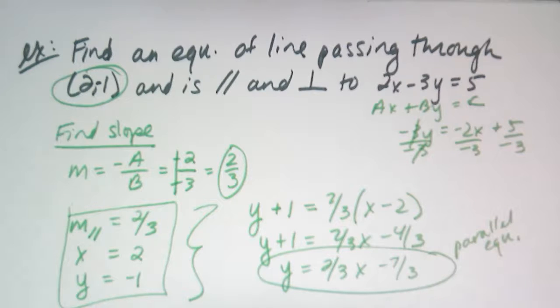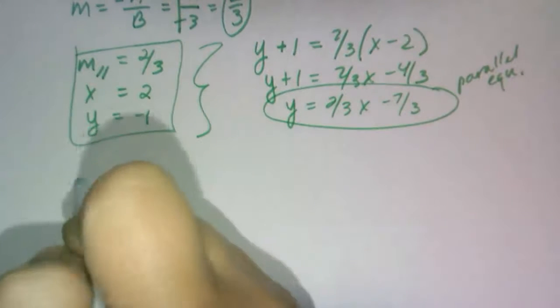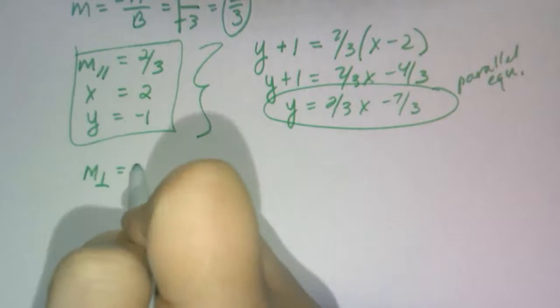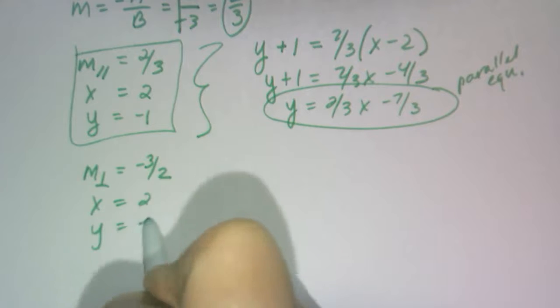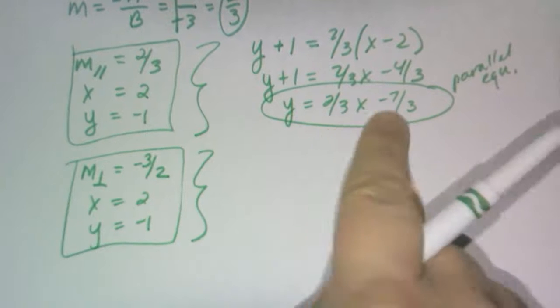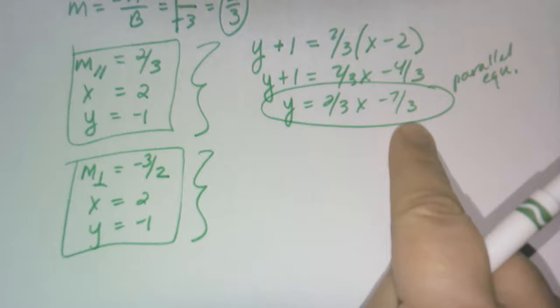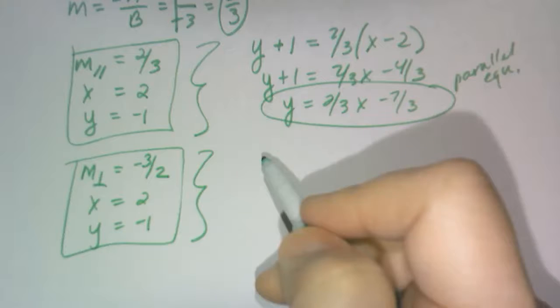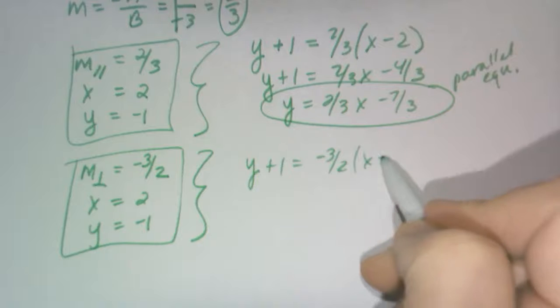Okay. Now the perpendicular one. What's the only thing I have to change right here? So what would it be? -3/2. Your x is 2, your y is still -1 because you're still going through that same point. Listen, this doesn't just change. Can I just write -3/2 here? No, your b is going to be different. So it'd be y plus 1 equals -3/2 times x minus 2.